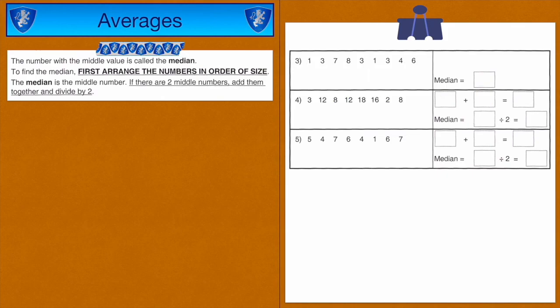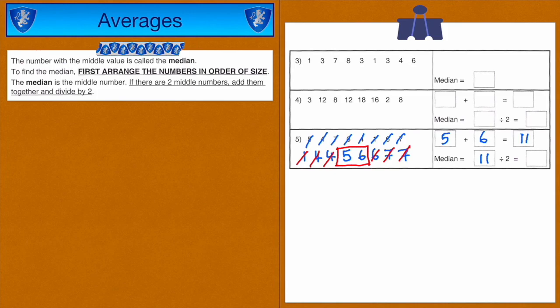Okay, so we're going to do the same thing again. We've got 1, we've got 2 4s, got 5, we've got 2 6s, and we've got 2 7s. So we take the ends off, 1 and 7, 4 and 7, 4 and 6, and we're left with 5 and 6 in the middle. So we add those together, 5 plus 6 is 11, and then we need to do 11 divided by 2.